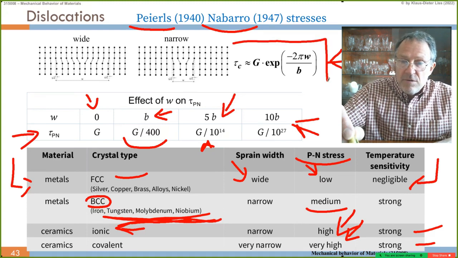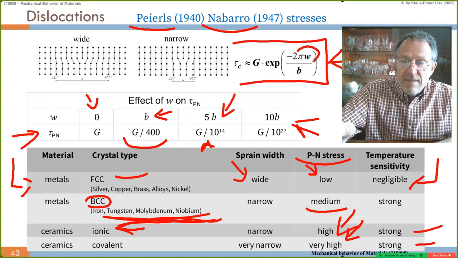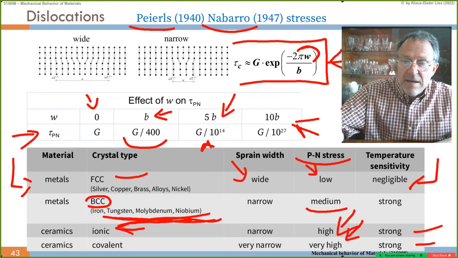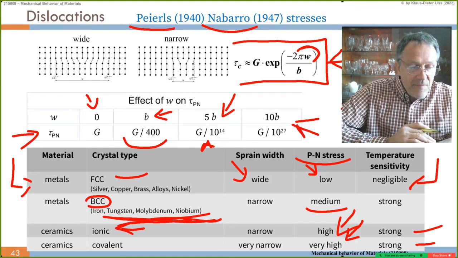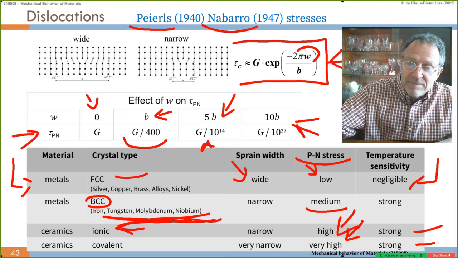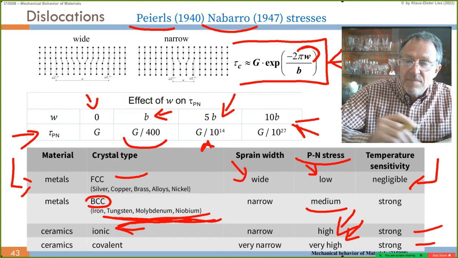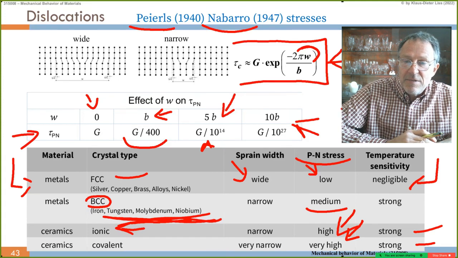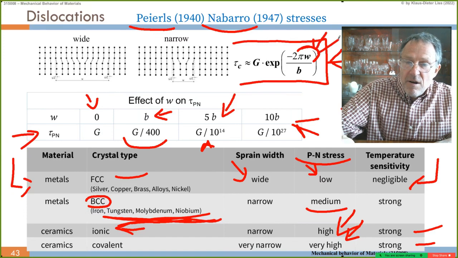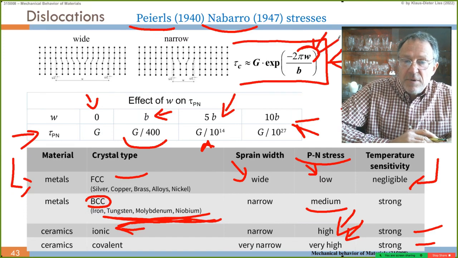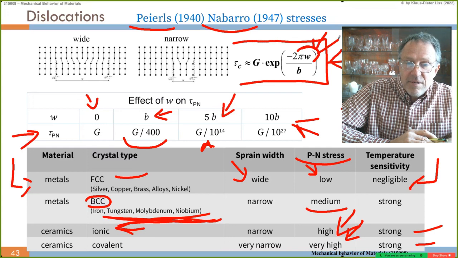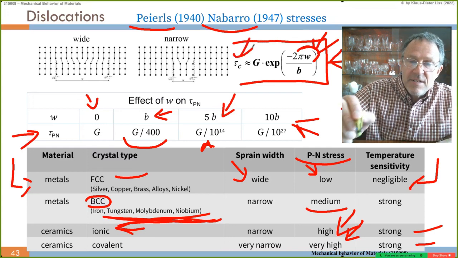So what I want you to take away is that we can have a width, let's say full width half maximum, or the half width of this registry. So from here to here, the displacement with respect to straight lattice planes plays a role, and goes exponential into the shear stress, into the critical shear stress tau c.